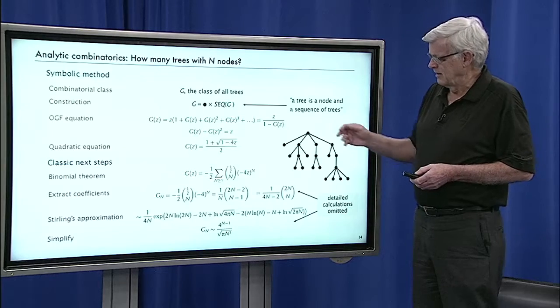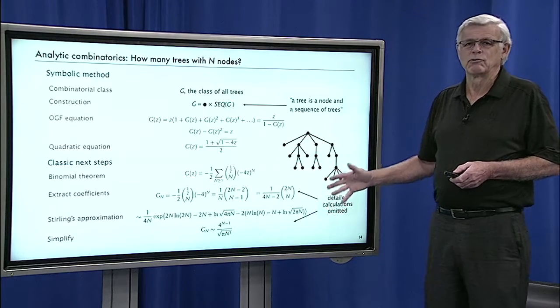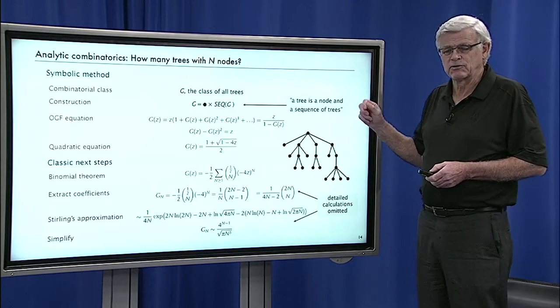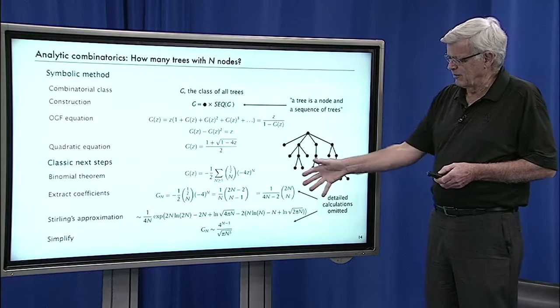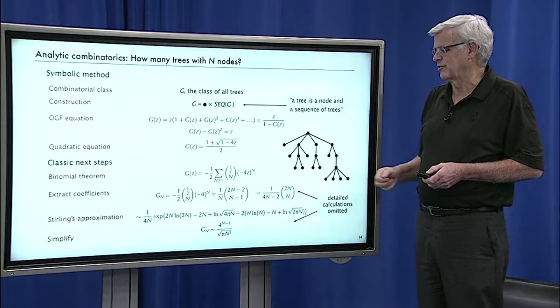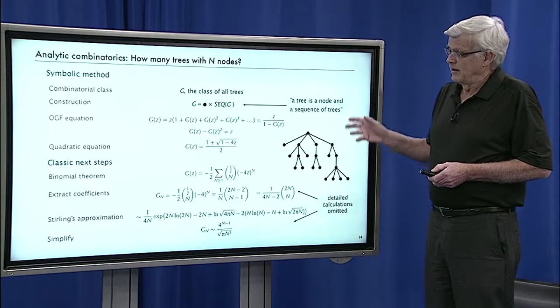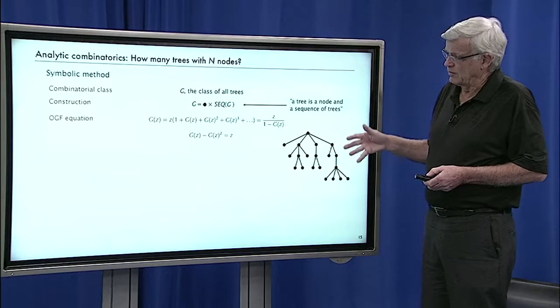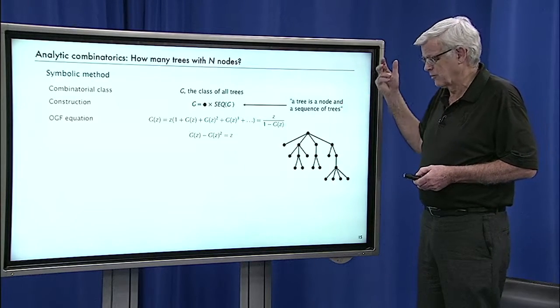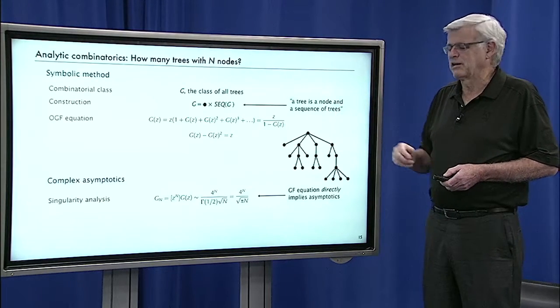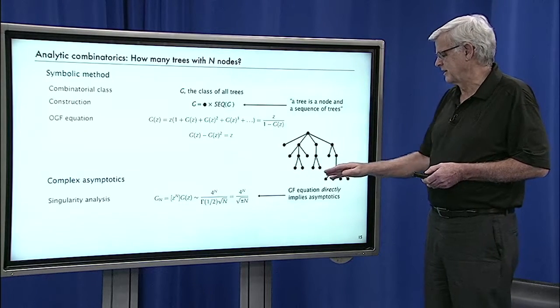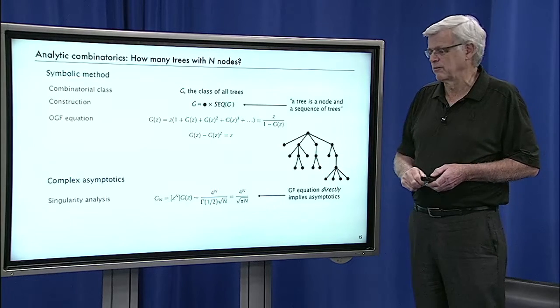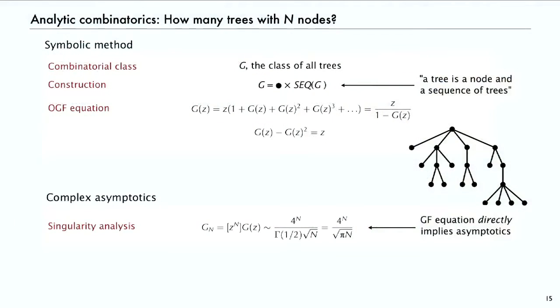And again, these types of calculations are what we covered in Analytic Combinatorics Part 1, if you're not familiar with them. If you are familiar with them, you know that there's a fair amount of calculation involved here. And again, what we're going to learn to do in the second part of this course is to use complex analysis, in this case singularity analysis, to immediately extract the asymptotic result. So that's what we're going to talk about later.